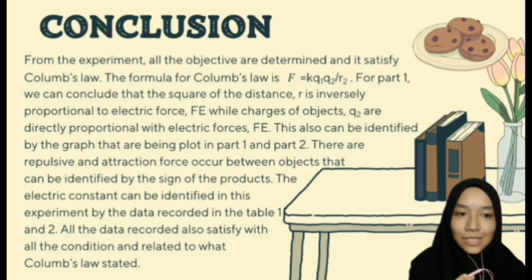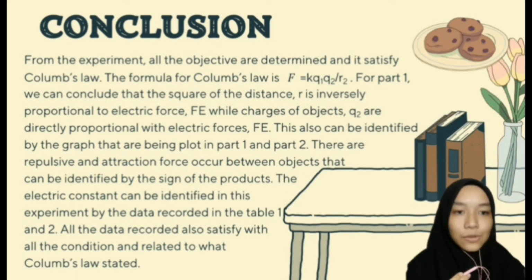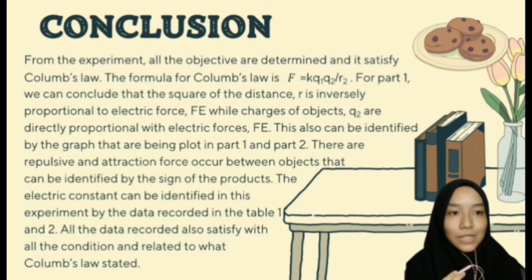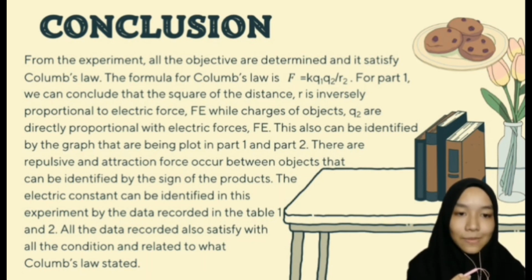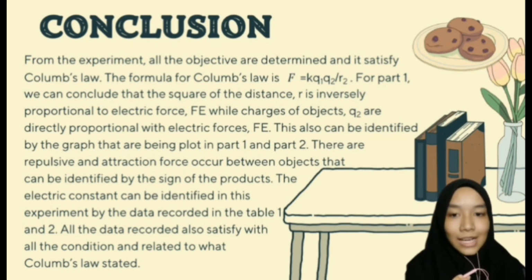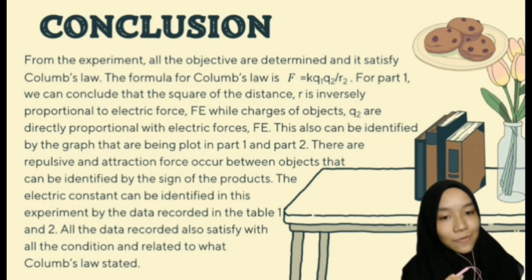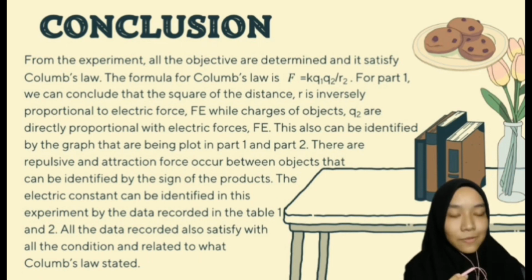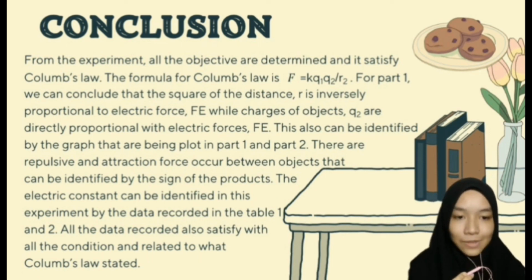For part 1, we can conclude that the square of the distance is inversely proportional to electric force, while the charge of object Q2 is directly proportional to electric force. This can also be identified by the graphs plotted in part 1 and part 2. Repulsive and attractive forces occur between objects, which can be identified by the sign of the product.